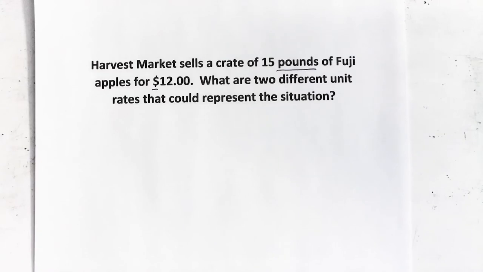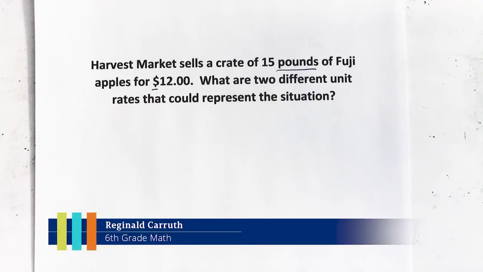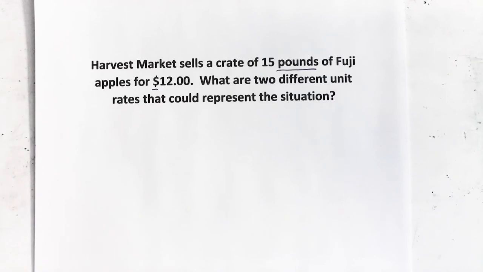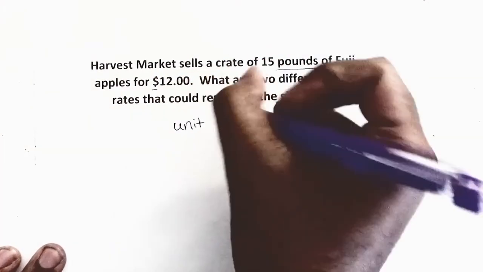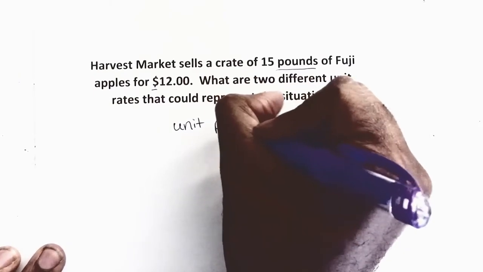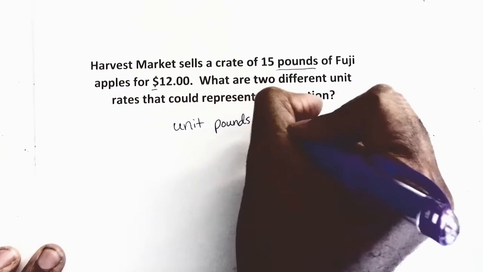So let's do this. Since our units are pounds and dollars, we need to find the unit rate in pounds per $1, and then we will find it in dollars per 1 pound. So I'm going to give you a moment to get started and we will work together. Let's start with finding the unit rate in pounds per dollar.